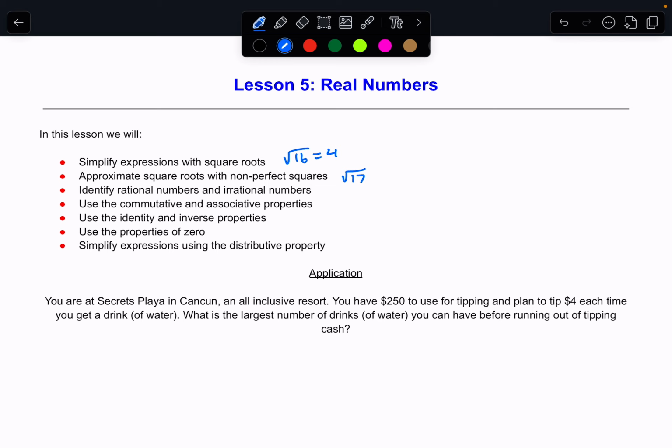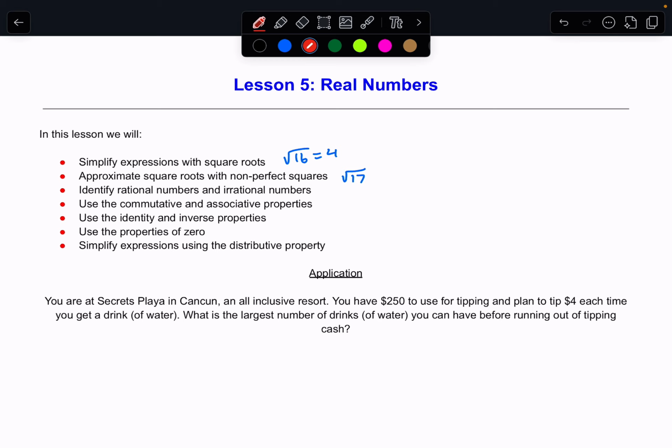Okay, so we're going to be able to divide all real numbers, which notice is the title of the lesson, into two groups, rational and irrational. And essentially, we're going to be splitting them into these first two groups, where square root 17, because we have to approximate, that's going to be an irrational one, and square root 16, because we know exactly what it is, that's going to be a rational number.